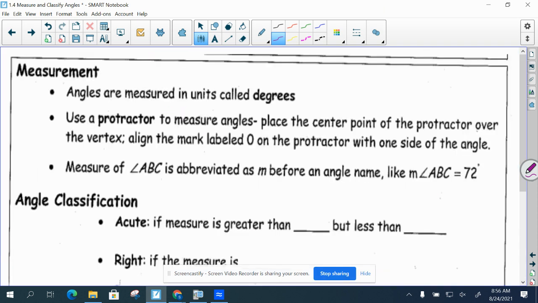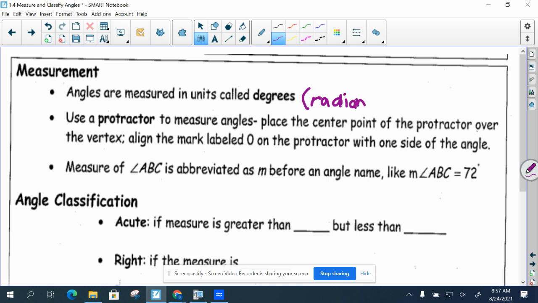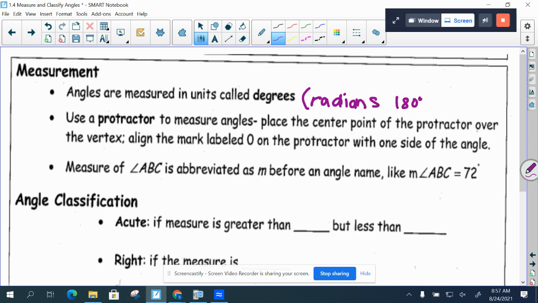Okay. So, angles are measured in units called degrees. When you get to more fancy math like calculus, and you might get to it if we have time for extension problems, angles can also be measured in what's called radians, where 180 degrees equals pi radians. Just a little bit for you to be aware of now.